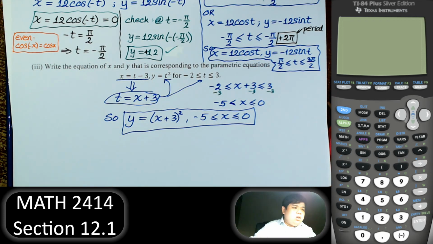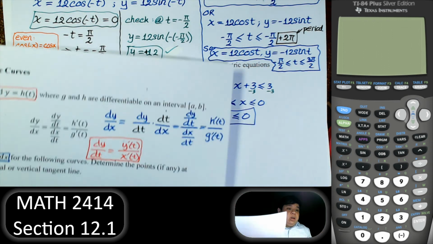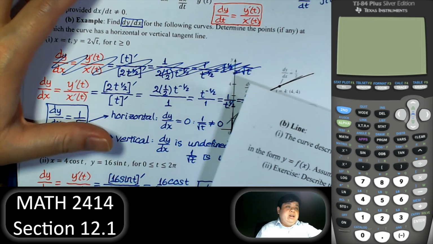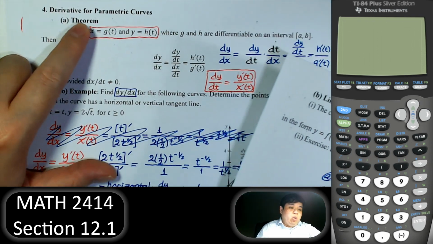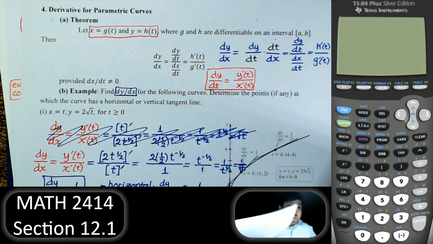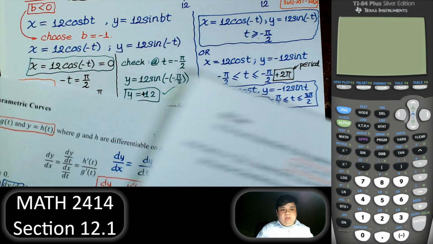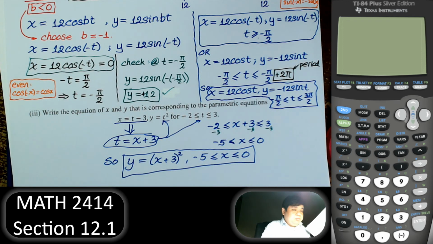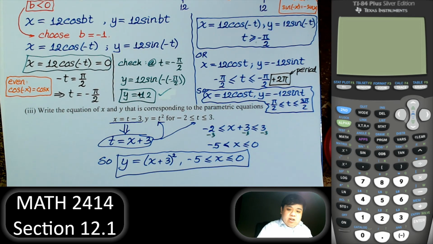Anyway, this should actually be just a review of what we have in pre-calculus. The only new thing here is the derivative in the parametric equation, just the derivative of y over the derivative of x with respect to t, and that should be it. So I'll stop the section here.